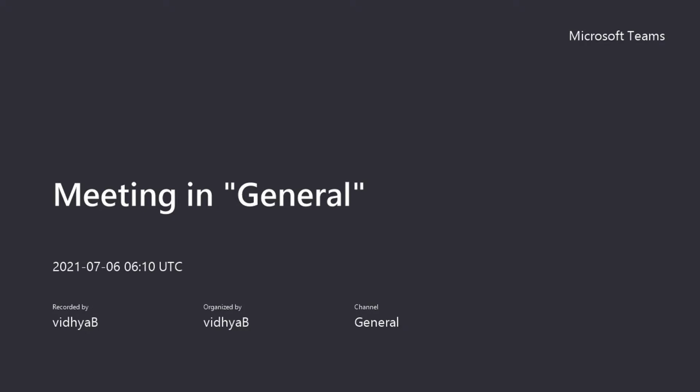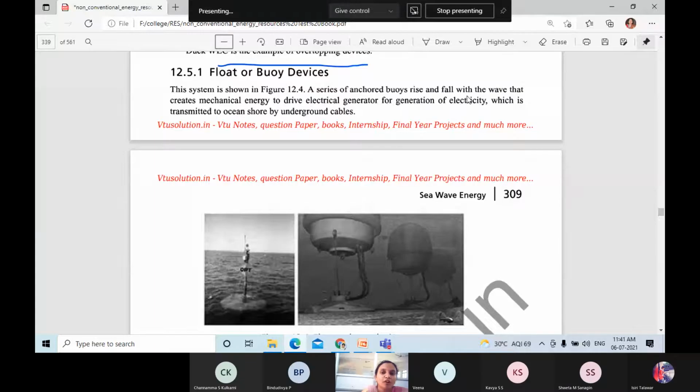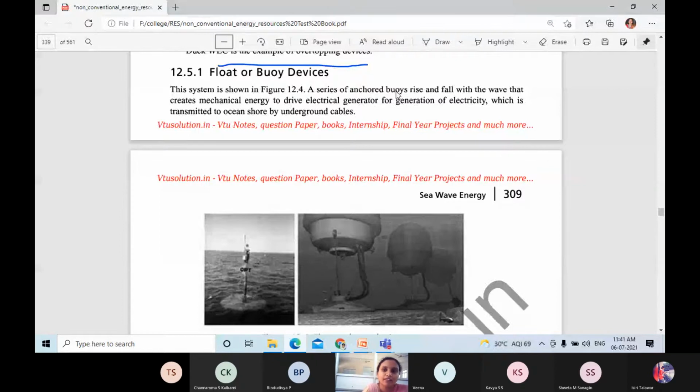This is a floater bar device. A series of anchored buoys rise and fall with the wave, which creates mechanical energy to drive an electrical generator. The equipment is kept under water and will rise and fall with the wave. It gives a pressure on water. This creates mechanical energy to drive the electrical generator for generation of electricity, which is transmitted to the ocean shore by underground cables.